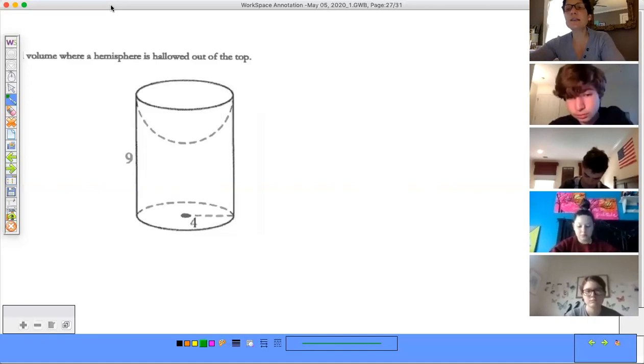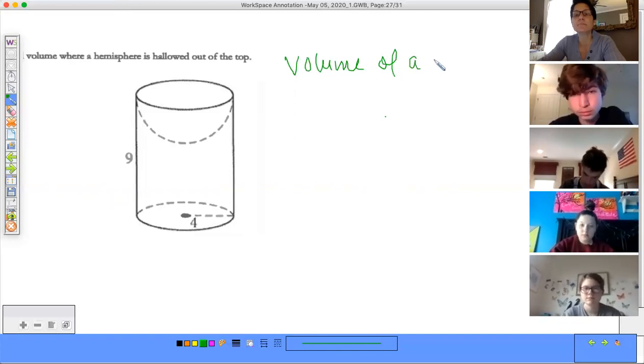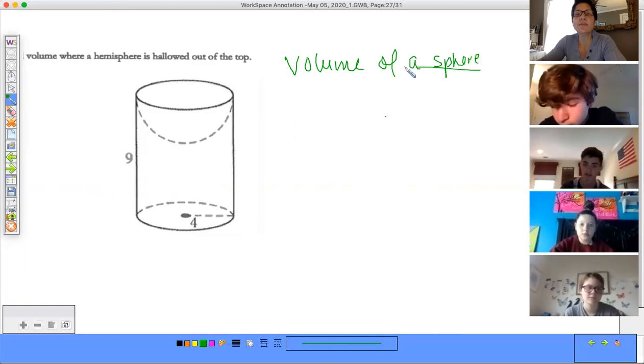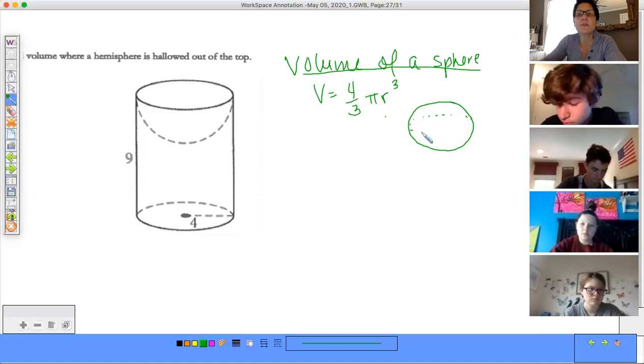Now, one thing you guys don't know is, what is the volume of a sphere? You don't. So the volume of a sphere, Mama Chua is going to give to you. It's 4/3 pi r cubed. That is what the volume of a sphere is. And what you could do is make this look like a little bit of an oval instead of a circle, and then you can go ahead and do your r there.